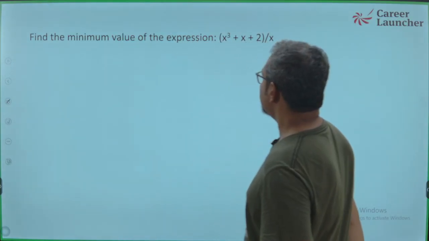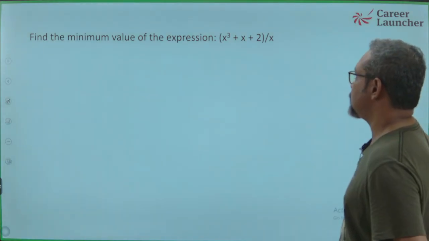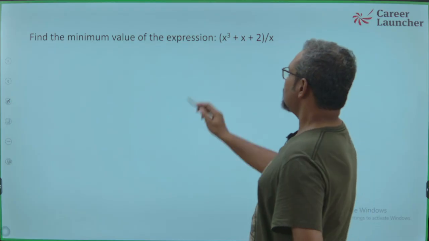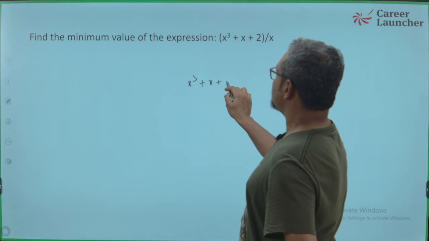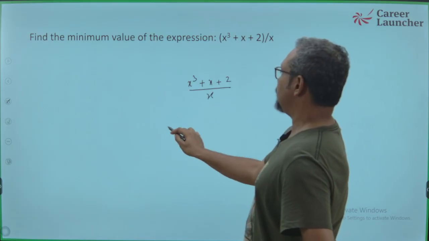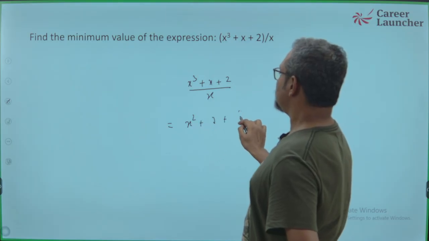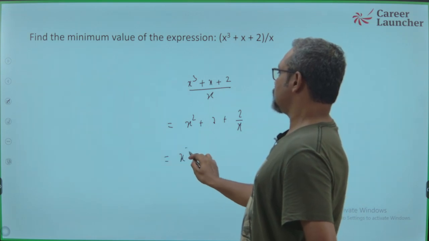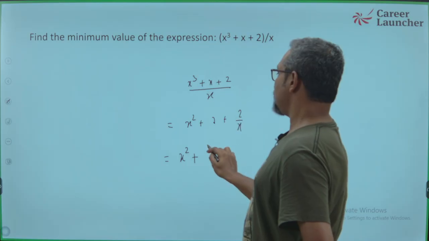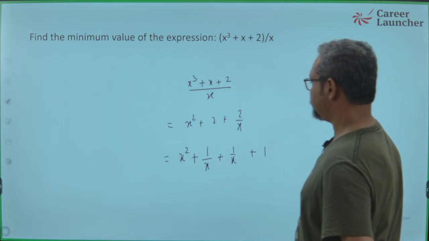The next question and the last one in this, you have to find the minimum value of this expression. So how do you find the minimum value of this? So it is x cubed plus x plus 2 whole divided by x. So we split. This is x squared, that's 1, and that's 2 by x. Now this 2 by x I split as 1 by x plus 1 by x and keep the 1 outside.